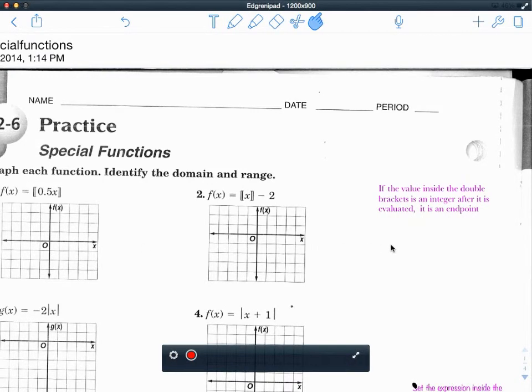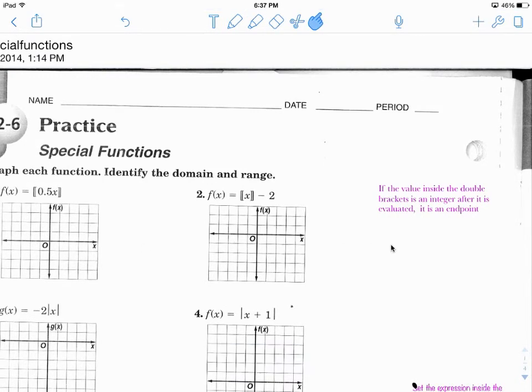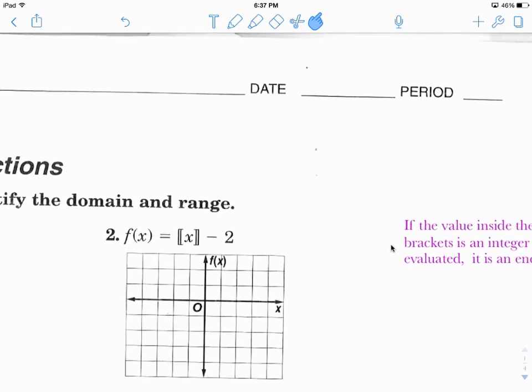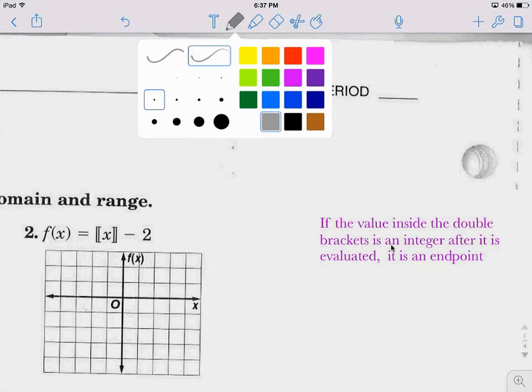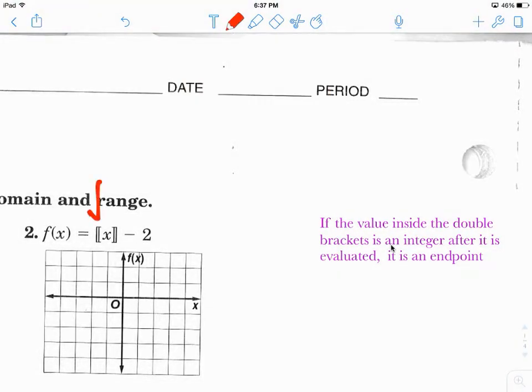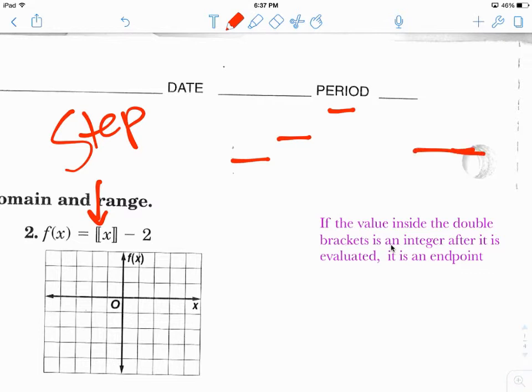All right, let's look at this first row here on this worksheet. And so what we're looking at is a special function. Now the type of special function that we have here, as indicated by those double brackets, is a step function. So this is a step function, and we would expect it to have a general shape of something like this, whether the steps are going up or the steps could be really long going down. So there's lots of varieties here, but we know what it's supposed to look like.